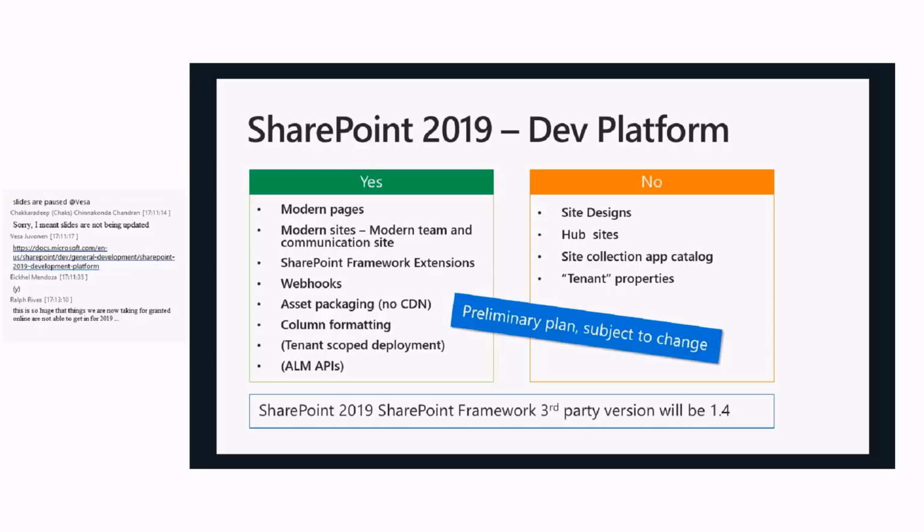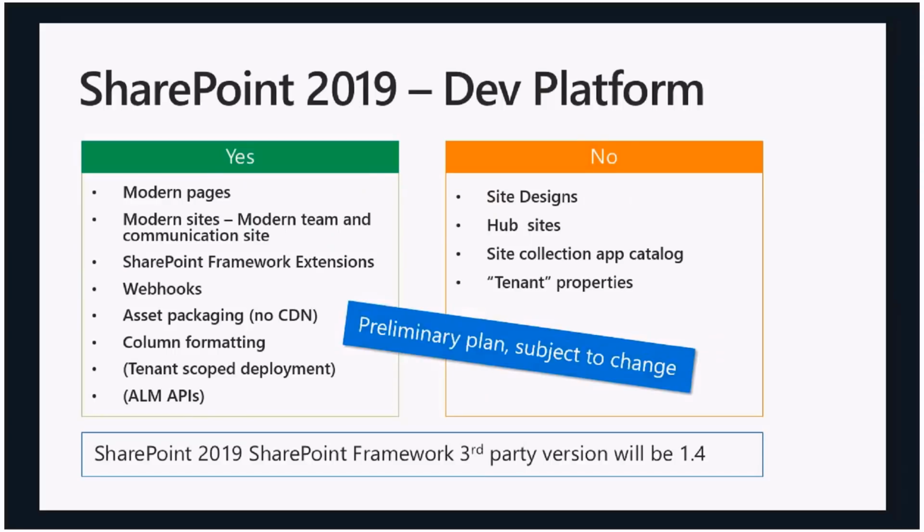Technically, when you get your hands on SharePoint 2019 and have a look at the assemblies, you will see quite a lot of signs of, for example, hub sites and site designs, but those are explicitly disabled in 2019, and there's no way to enable them because they were not ready by the time the fork happened.